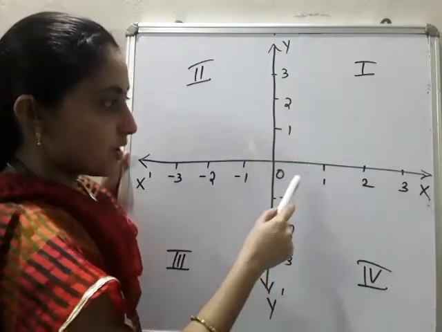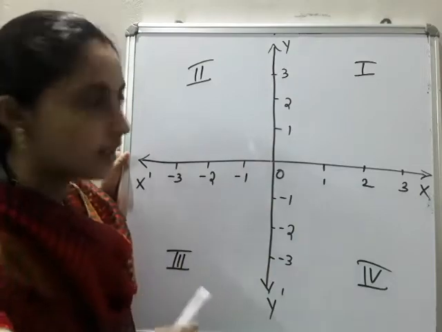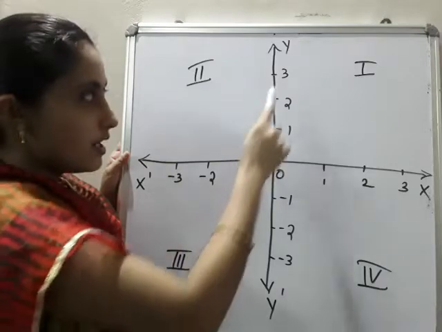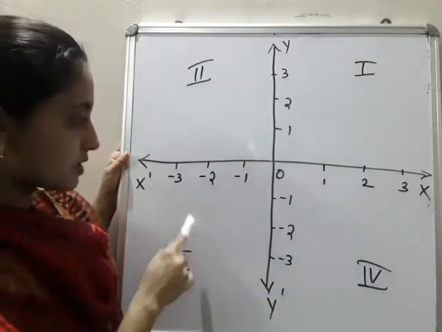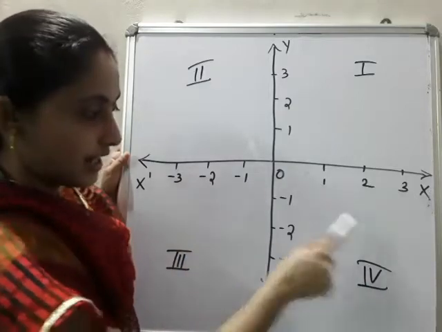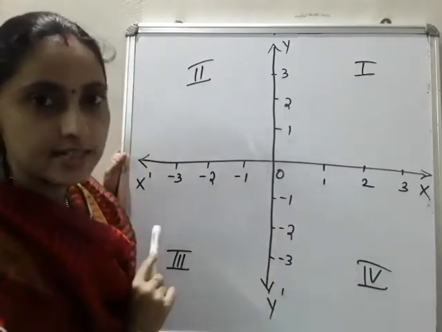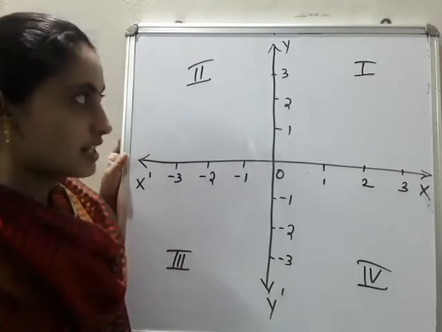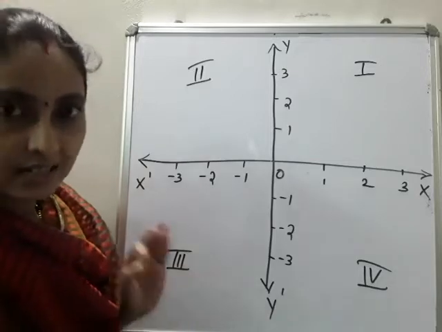In the first quadrant, both the x coordinate and y coordinate are positive. In the second quadrant, what is the specialty? The x coordinate is negative but the y coordinate is positive. In the third quadrant, x is negative and y is also negative. And in the fourth quadrant, x is positive and y is negative. These are the things we discussed. Next I will give you the notes based on that, so please write them down correctly.